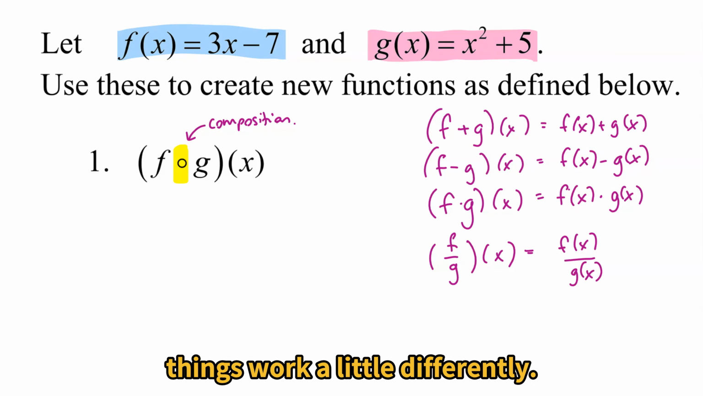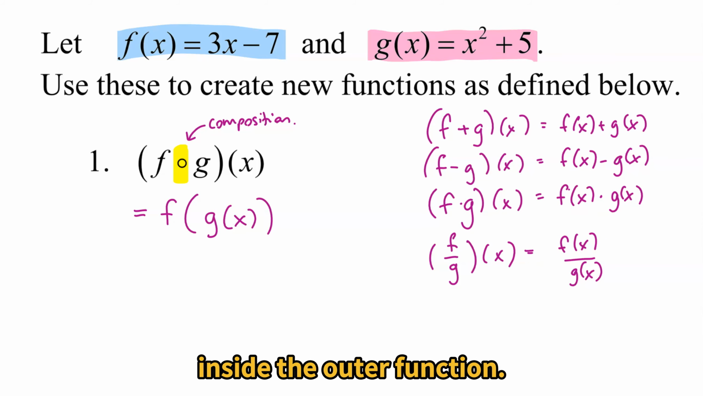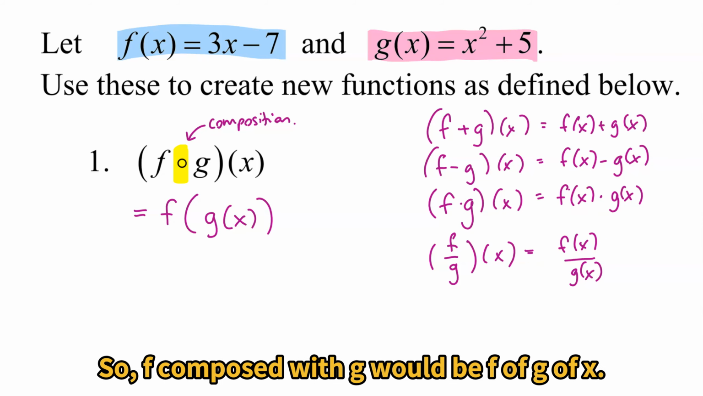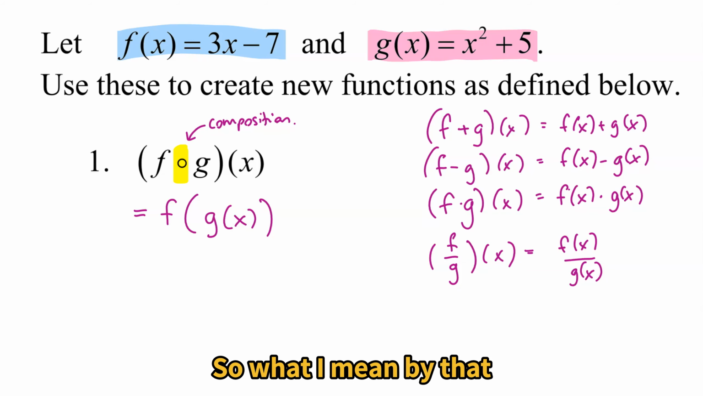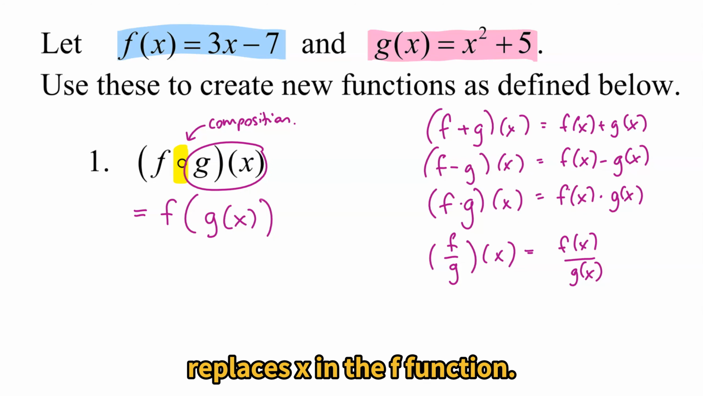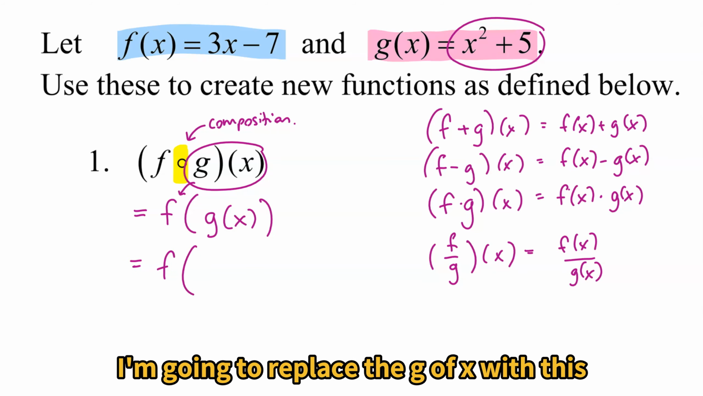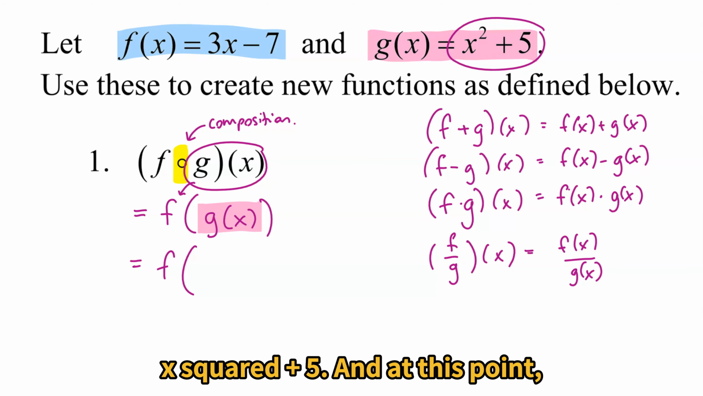With composition, things work a little differently. Composition is defined to be the inner function inside the outer function. So f composed with g would be f of g of x. So what I mean by that is that this function, g of x, replaces x in the f function. Let's try it out. So f of g of x, but I know g of x is x squared plus 5. I'm going to replace the g of x with this x squared plus 5.